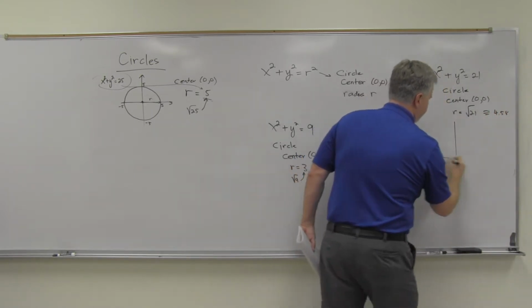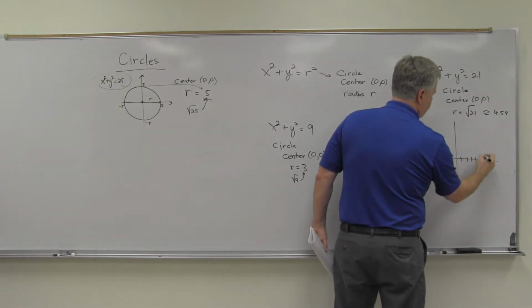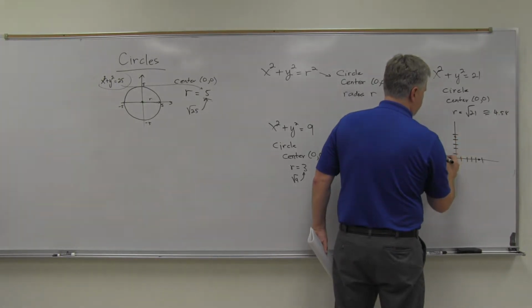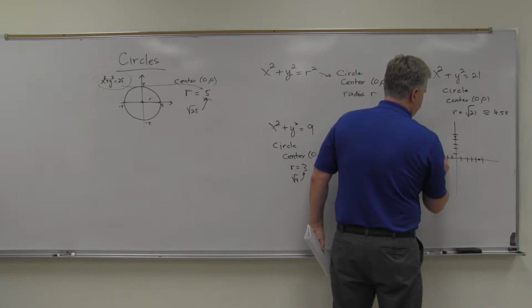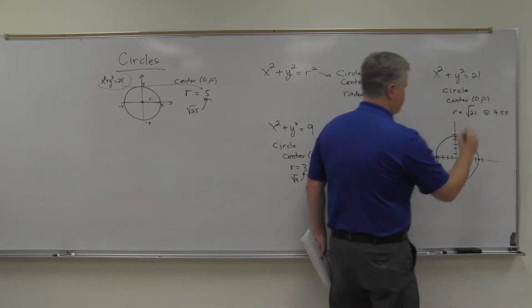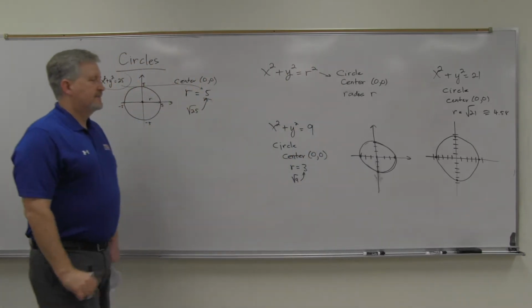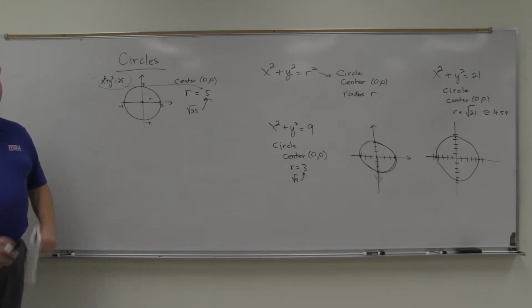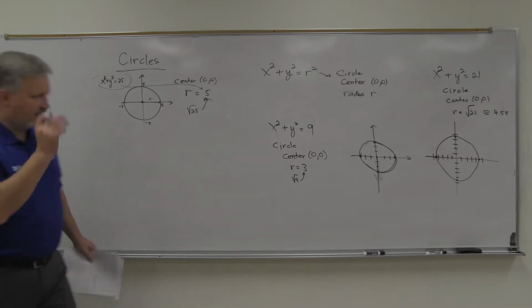And so on the graph here, 1, 2, 3, 4, 5. So 4.58. 1, 2, 3, 4, 5. So negative 4.58. Connect them up in a circular manner. And if your grid is squared off, it looks more like a circle than that one does, but you get the idea. Okay? All right.